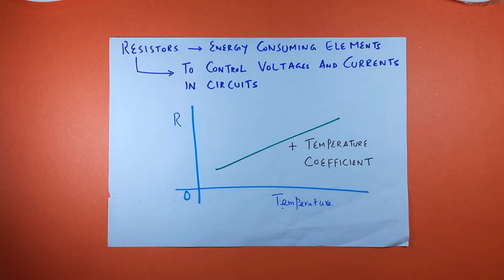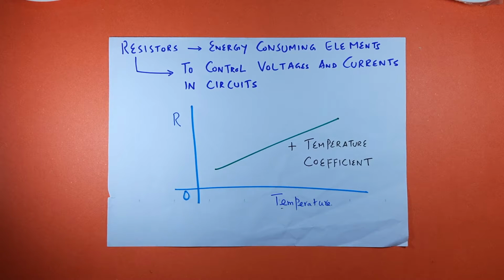These resistors are nothing but energy consuming devices, or energy consuming elements, right? What is the purpose of using resistors in a circuit? So they are used to control voltages and currents in electric circuits.